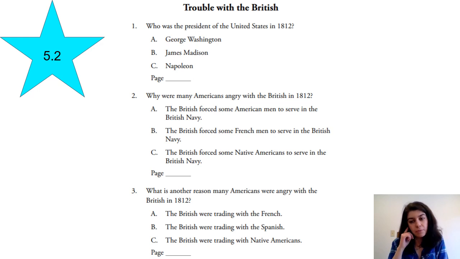You're going to see multiple choice questions. You're going to circle the correct answer choice, A, B, or C, and then you're going to write down the page number where you found your answer. So remember, our story today started on page 12, ended on page 20. Remember that when you cite your page numbers, you want to make sure that you're putting pages with words and not pages with pictures because you're getting your answers from the words. The answers come from the words.